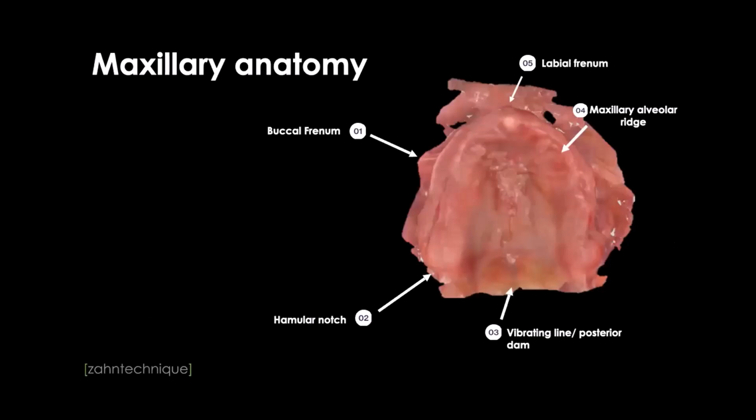So yeah, maxillary anatomy is the same as mandible, capturing all the important landmarks like the buccal frenum, the labial frenum, the alveolar ridge, and the vibrating line especially. The hamular notches are very important when you are doing intraoral scanning.